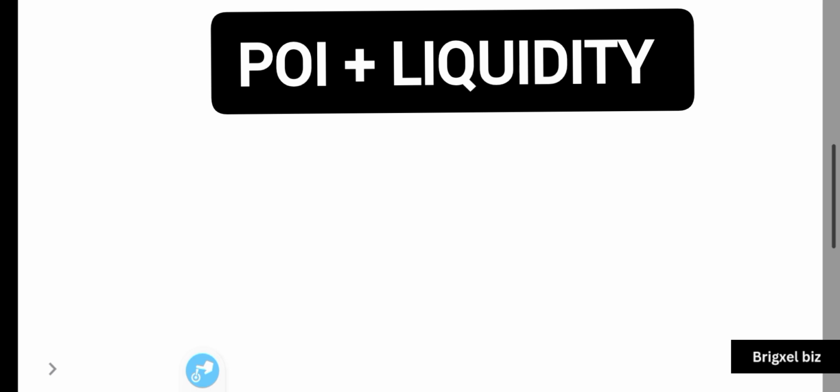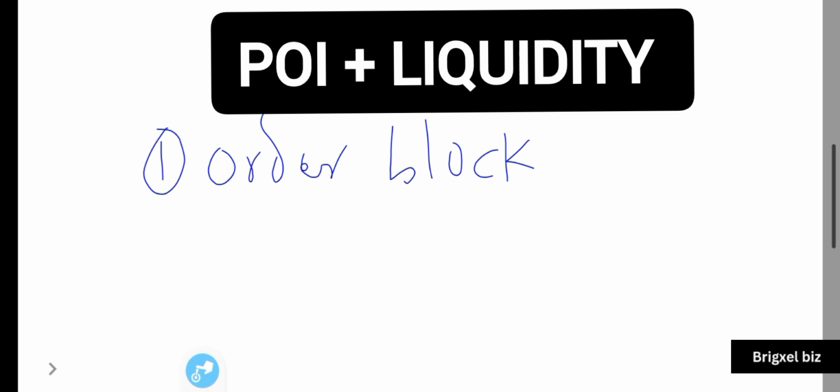Very, very important. So what is POI? Again, POI means points of interest. If you are an ICT trader, there are a number of points of interest or institutional reference points. I'm going to use order blocks, and I'm going to combine it with the concept of liquidity to show you how you can predict the direction of any market. The other ones, I'm probably going to show you how to use them with liquidity and other concepts to predict the market.